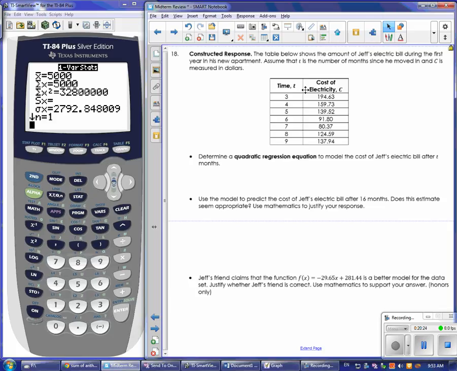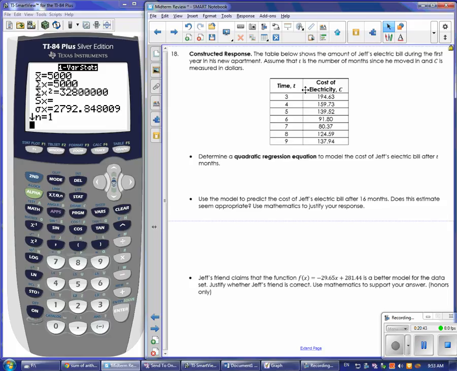So in number 18, this is a constructed response problem, which basically means it's not multiple choice. You need to show all your work, make sure you answer all the questions. If it asks you to justify your response, you should be writing sentences. Don't forget, in word problems, you should also include units. And again, show all your work.